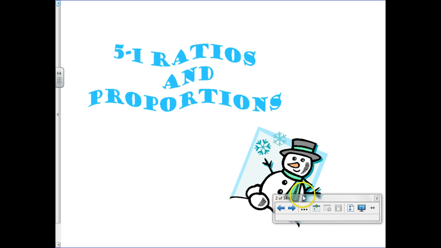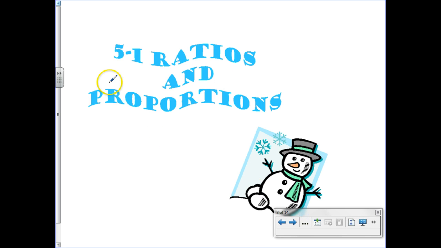So here we go. Chapter 5, and this is Chapter 5, Section 1. So title your notes as 5-1 and then write ratios and proportions. Okay, and here we go. And again, if you need to pause it so you can get caught up with writing the examples and showing your work, that's totally fine.